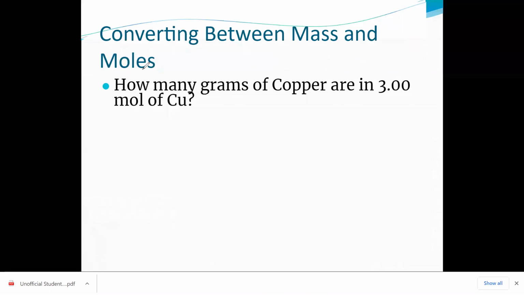So let's practice for a second. How many grams of copper are in 3 moles of copper? So right away, you should be able to identify that this is your given number. We're going to set up a T-chart.